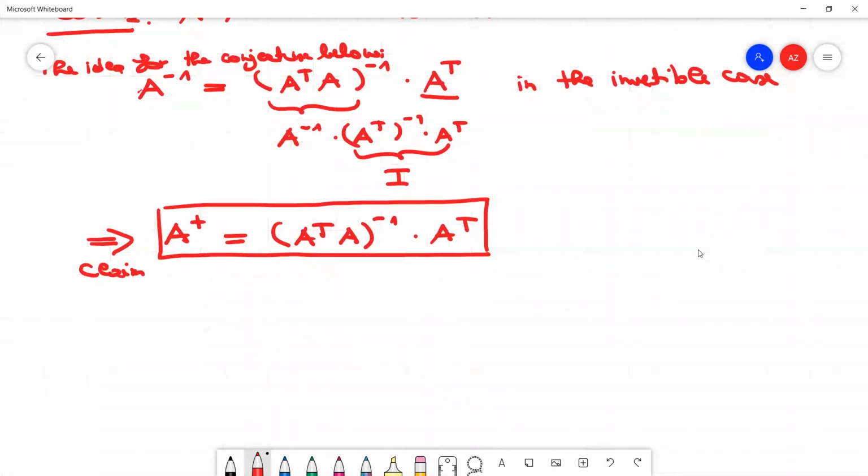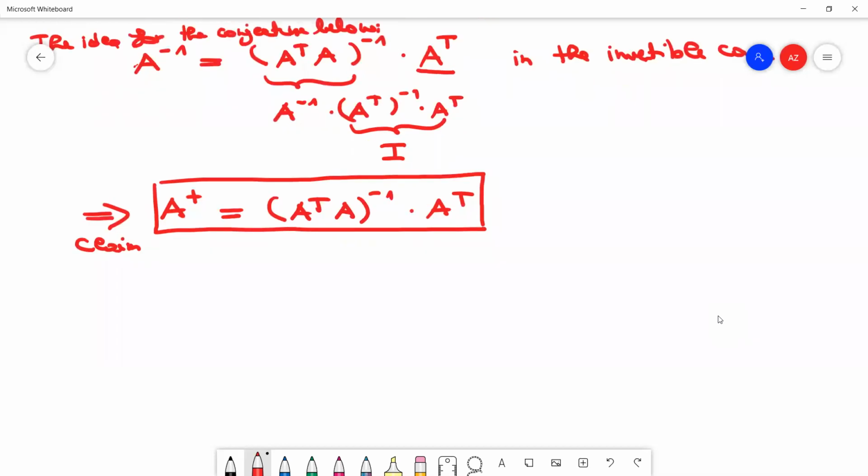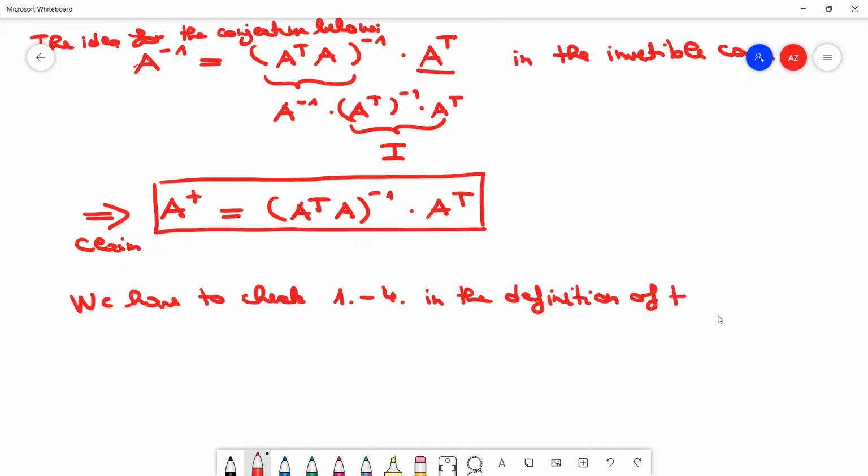And now everything is just checking the conditions in the Moore-Penrose inverse. And let's do, for example, the first and third condition, and the second and fourth are just analogous. So we have to check 1 to 4 in the definition of the MP inverse. And let's do 1 and 3.